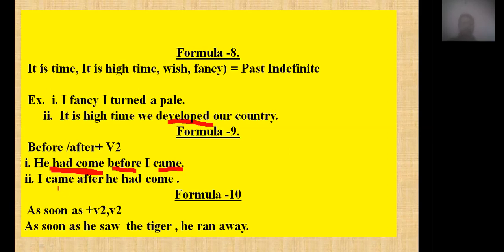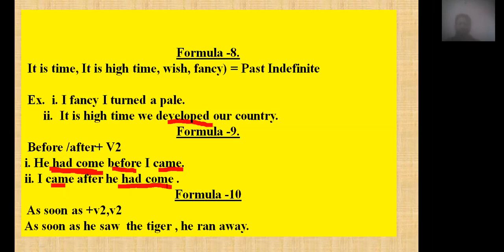Here, after the word after, the verb will be past. And at the time of using after, the verb will be past. Okay, and the opposite one will be past perfect.